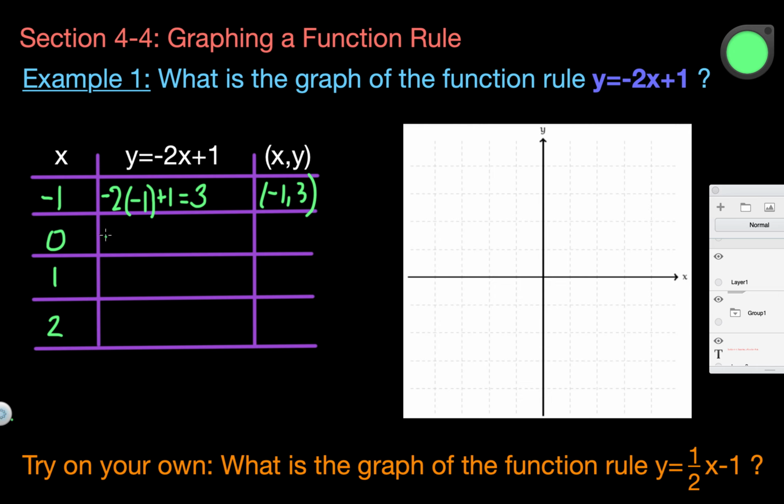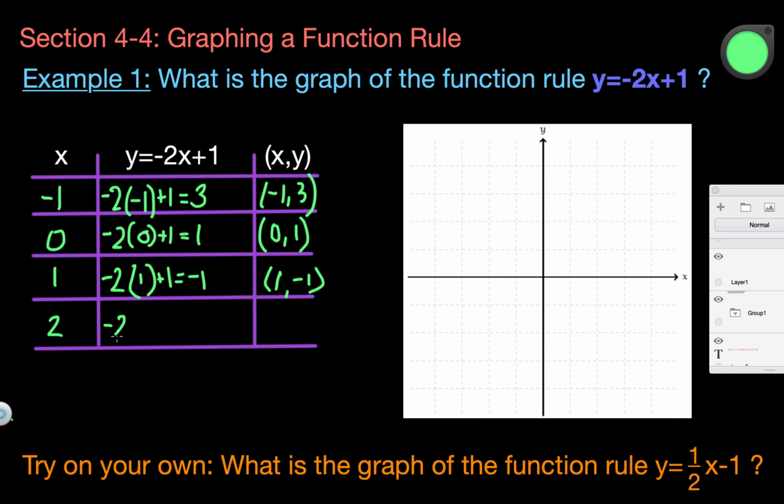Now we're going to continue. Instead of -1, we're plugging in 0. So -2 times 0, 0, plus 1 is 1. So this coordinate point is 0, 1. Same thing here. -2 times 1 plus 1. -2 times 1 is -2, plus 1 is -1. So we have -1, 1. Nope, I'm sorry, other way around. We have 1, -1. Our x goes first.